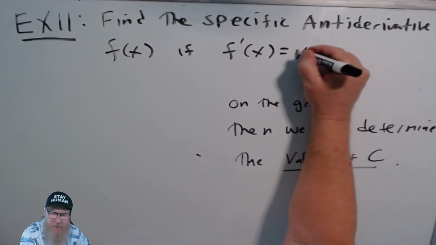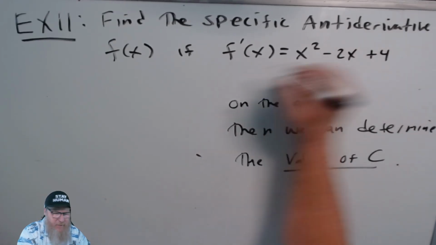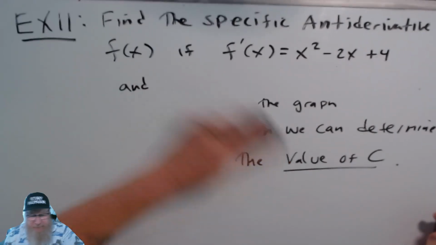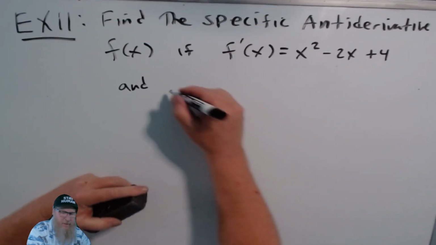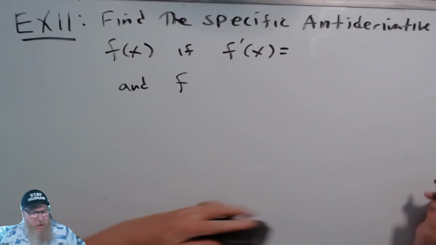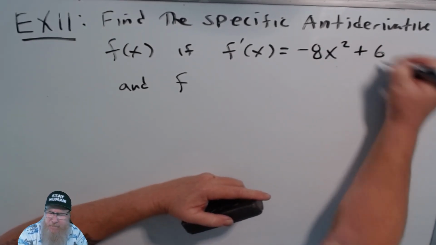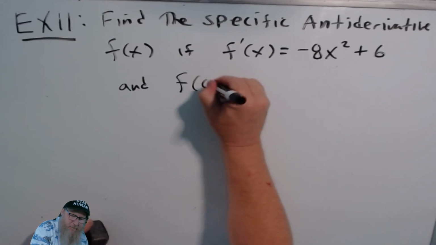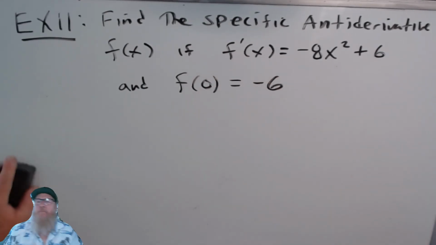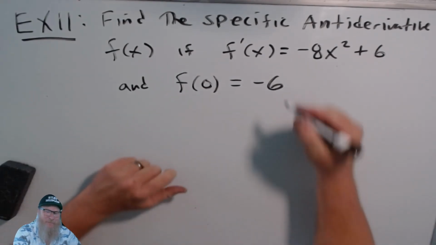So I give you the derivative, and I tell you one point on the graph. Oh, sorry, I wrote down the wrong one. Starting with a much easier one. All right.